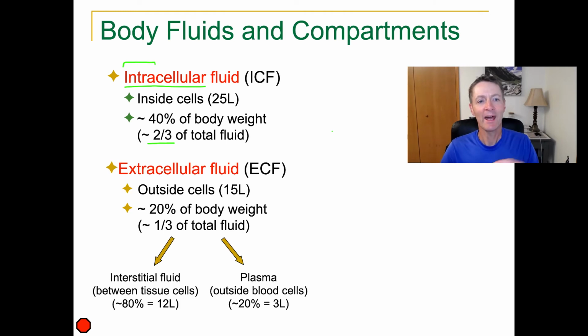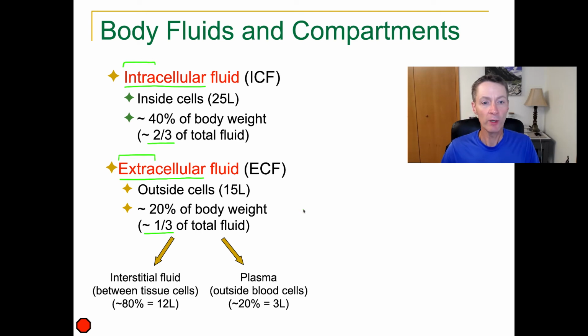Then there is extracellular fluid. Now this is telling us something as well, right? We look at the roots. Extra would not be inside the cells at all. This is fluid outside the cell. So extracellular fluid, well, that's about 1/3. So less than half, about 1/3 of our fluids are outside of the cells.